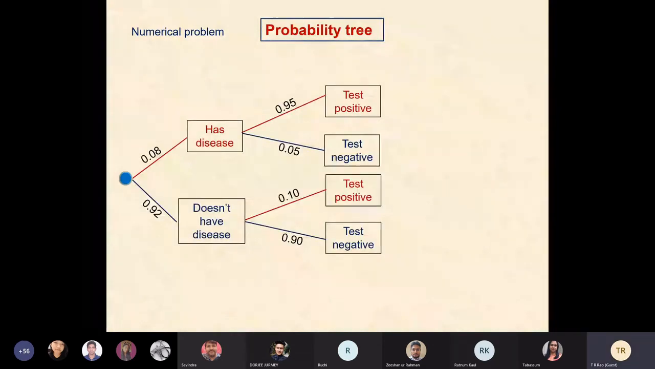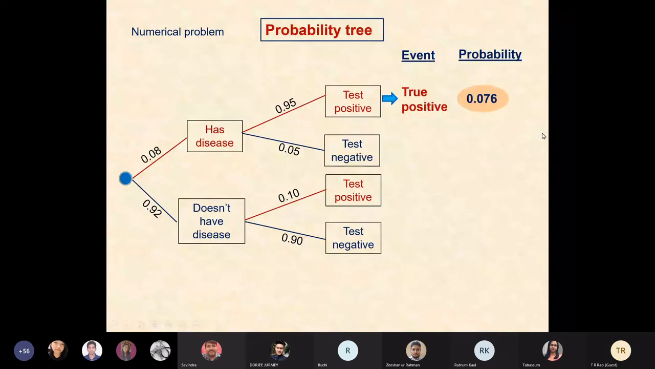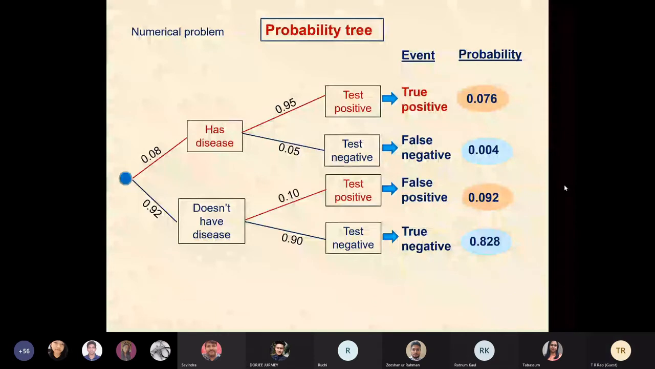Okay. So to test positive for a random individual, you have to multiply these two probabilities. So this guy has the disease and he tested positive, so that is a true positive. He has the disease but tested negative, so it's a false negative. You can see the combinations.